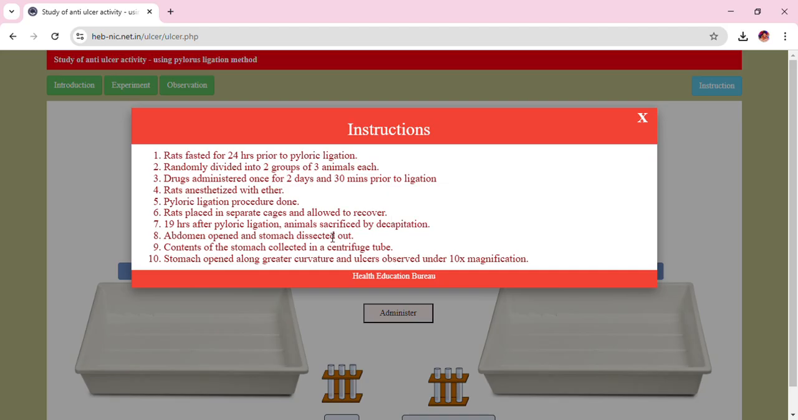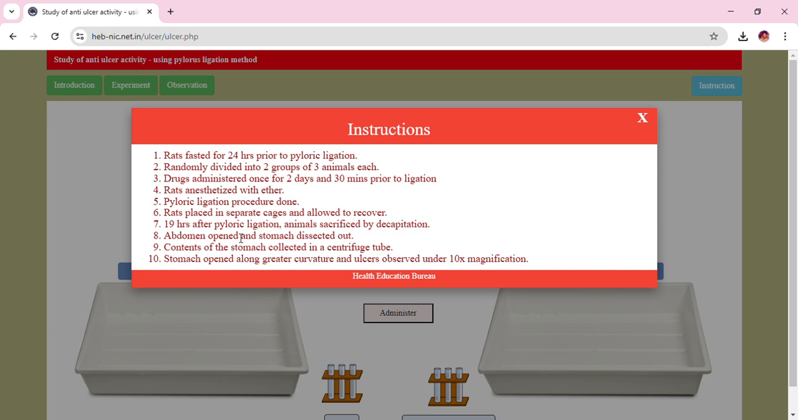The rats are anesthetized using some anesthetic agents. Here we have taken ether as an example. The pylorus ligation procedure should be done after the anesthetic agent administration. After that, rats should be placed in separate cages and allowed to recover.